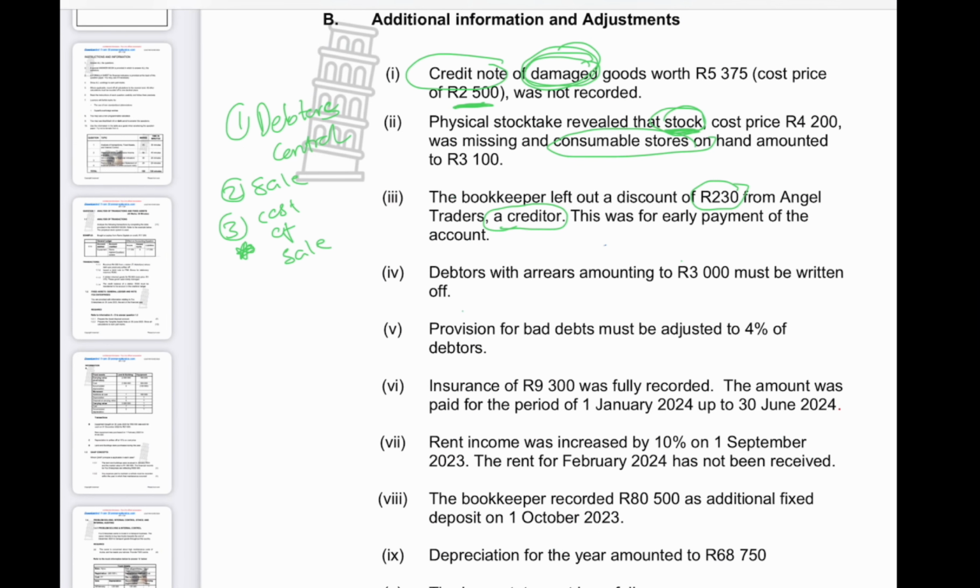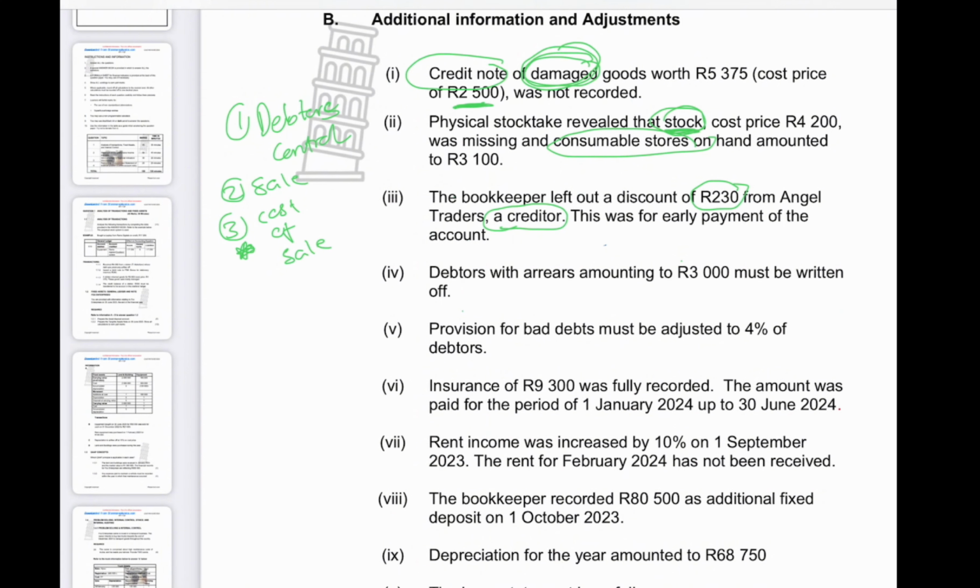Adjustment number 4 says debtors with arrears of 3,000 must be written off. So what happened here is that we had debtors that we've been trying to get our money from, but now we are giving up on them. So we are no longer expecting this 3,000 from them. So we are writing them off and we are taking our L.